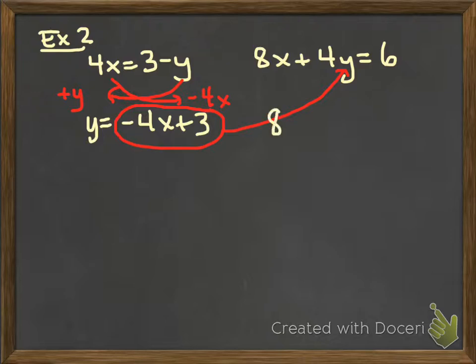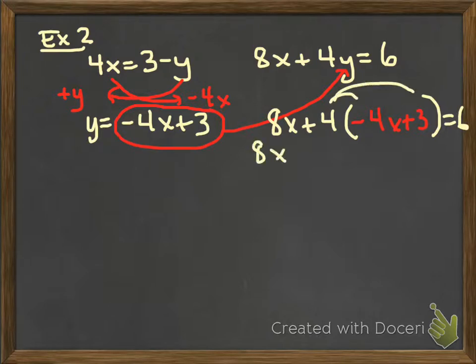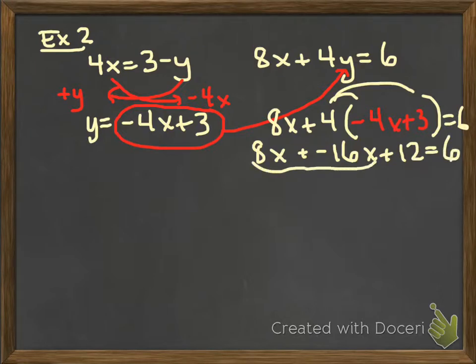So 8x plus 4 parentheses, and I'm going to put in what y equals, which is negative 4x plus 3, equals 6. And then we're going to do distributive property. So that's 8x plus negative 16x plus 12 equals 6. Okay, combine like terms. That's negative 8x plus 12 equals 6.